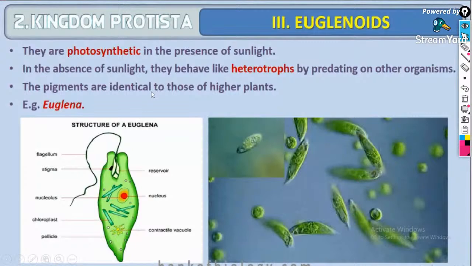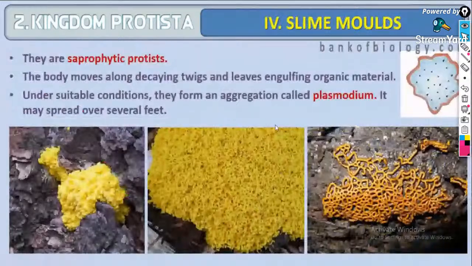The pigments are identical to those of higher plants. Example, Euglena. That's all for euglenoids.